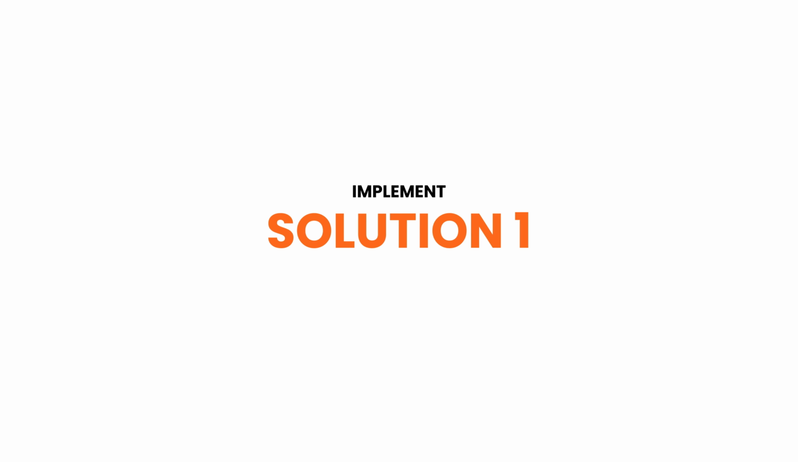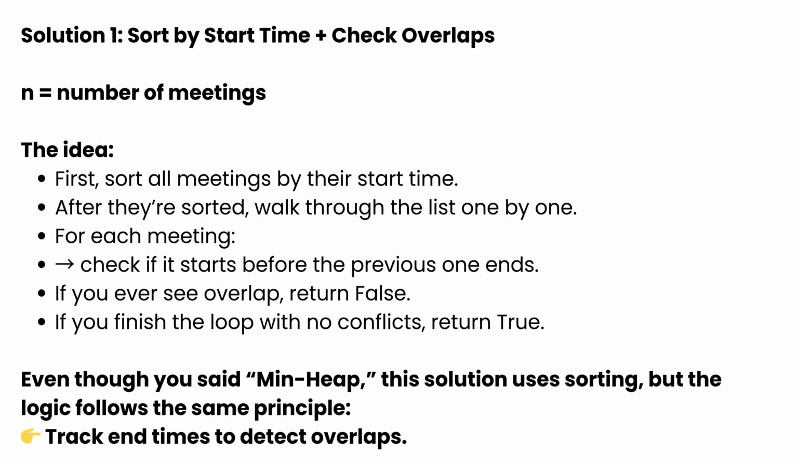Now let's look at solution 1, the min heap, or sorting, approach for checking meeting conflicts. Time complexity is O(n log n), due to sorting the meeting intervals. The idea: first, sort all meetings by their start time. After they're sorted, walk through the list one by one. For each meeting, check if it starts before the previous one ends. If you ever see overlap, return false. If you finish the loop with no conflicts, return true. Even though this is called min heap, this solution uses sorting, but the logic follows the same principle. Track end times to detect overlaps.